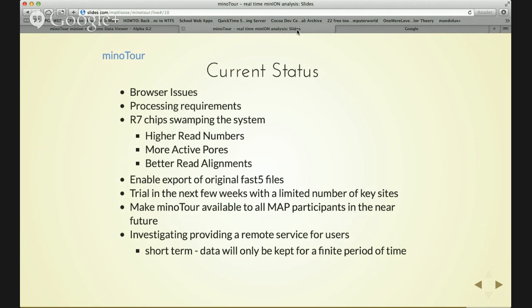So for those who are after this, we're going to be trialing it in the next couple of weeks with a number of key sites, just people who won't mind if it goes wrong. And then we hope to make it available to all MAP participants in the near future, with a fairly easy-to-use system. We're thinking about remote, can we do this remotely for people? If we did that, obviously that would be short-term data storage. We wouldn't be keeping data for a long time.